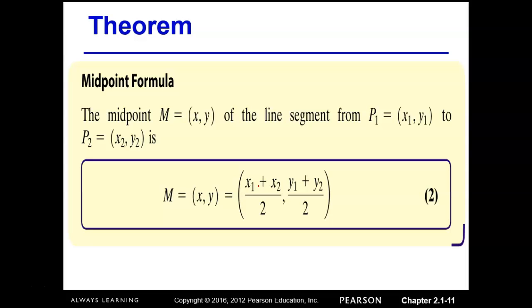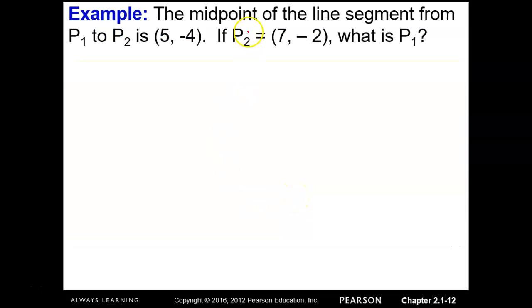The median drawn from a vertex of a triangle down to the opposite side bisects the side. So we'll just use that median between the points, the halfway of the x and the halfway of the y's. So this is an ordered pair. The midpoint of the line segment from point P1 to P2, they gave us the midpoint, so they want us to find the other point, so let's define them.